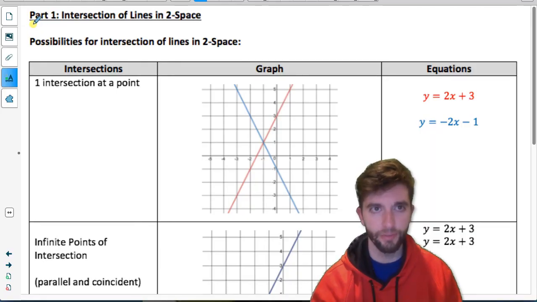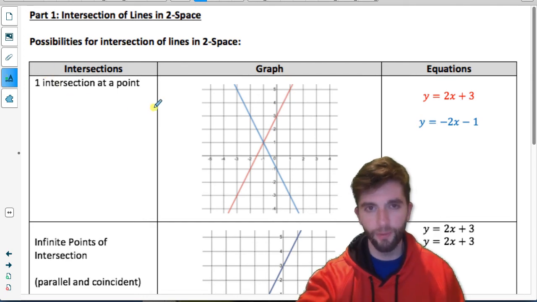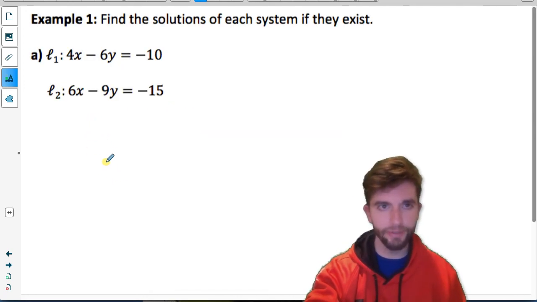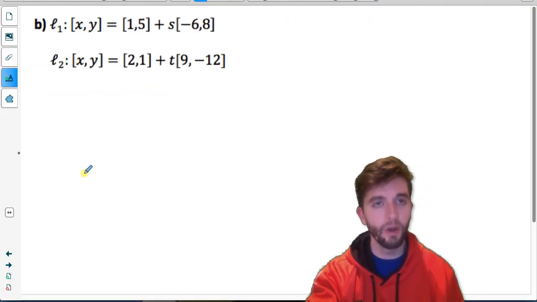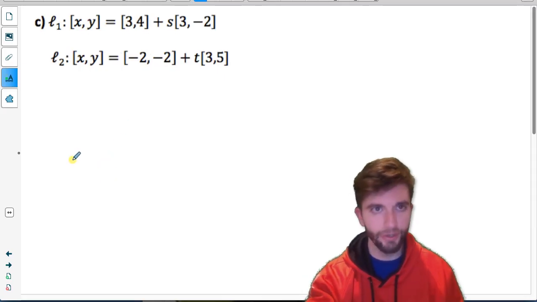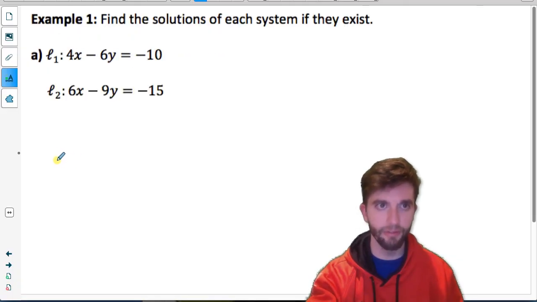So part 1 of this lesson, we're going to be looking at the intersection of lines in 2-space. So before I go over this table with you, I just want to show you what the questions would look like. I'm going to give you a system of equations of lines, and they could be in standard form like those two, or I could give you 2 lines where I give you the vector equation of the lines. And you're going to learn how to figure out, first of all, if there is a point of intersection of the pairs of lines, and if there is, what is the point of intersection?